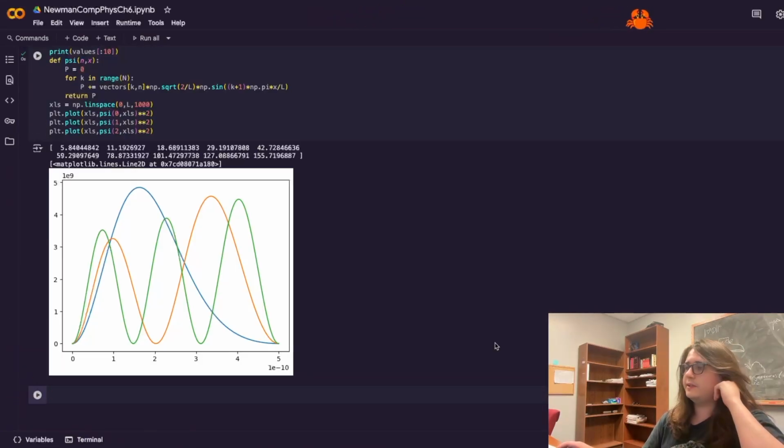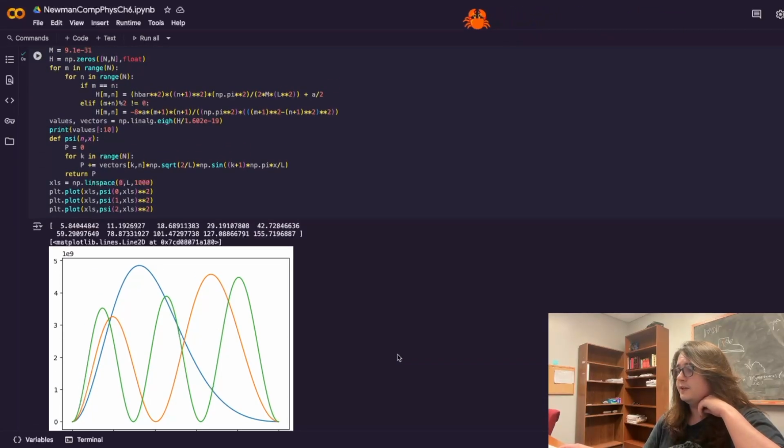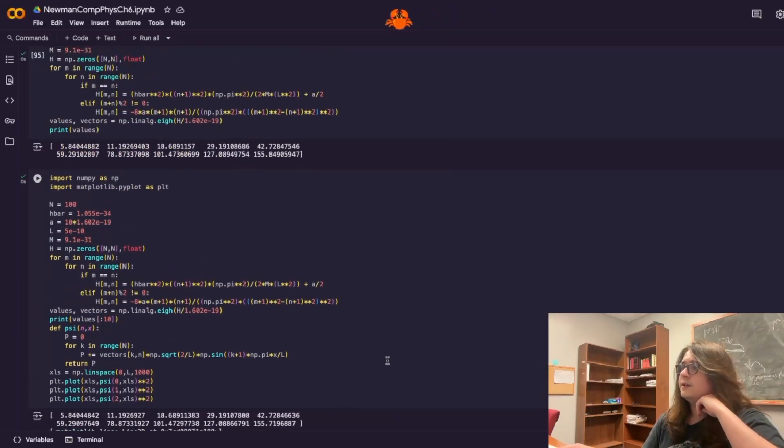And when you plot them, they look like this. So the blue is the ground state, right? One hump of energy. The orange guy is the first excited state, so two humps. And then the green guy is the second excited state, so three humps. Right, so that's cool. Is it properly normalized?